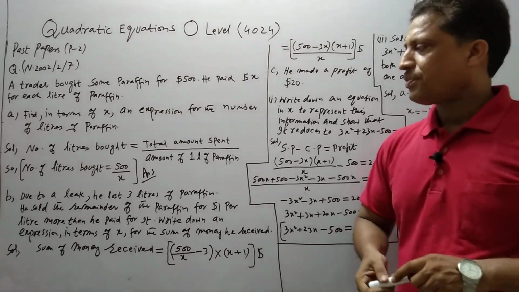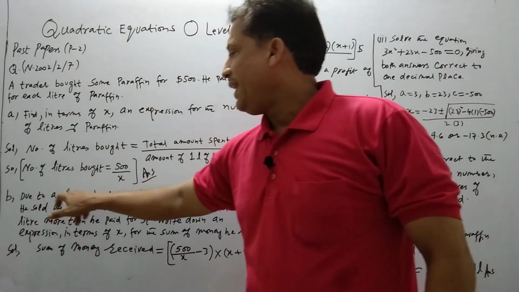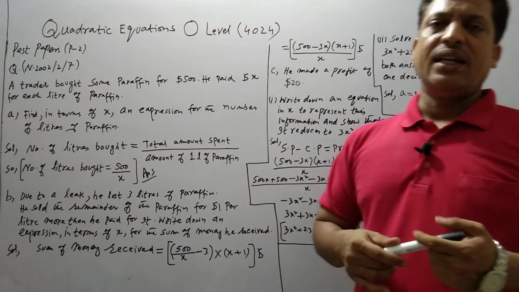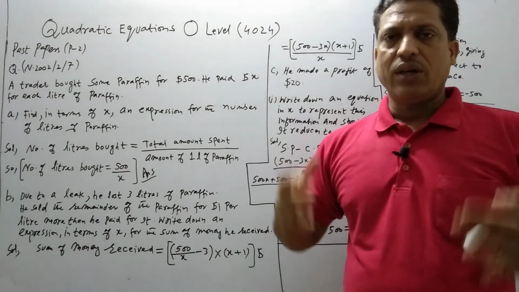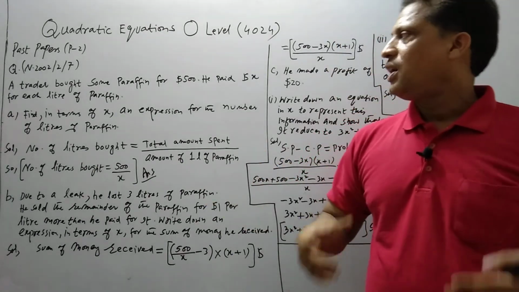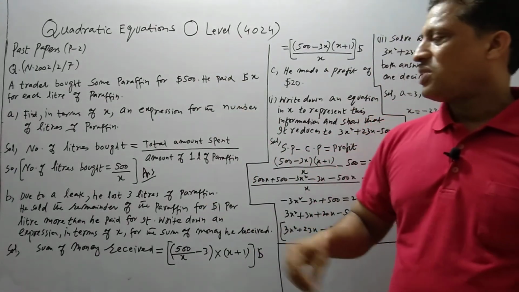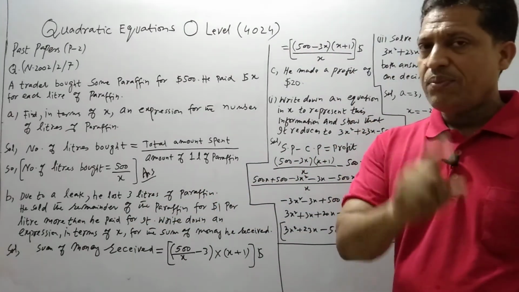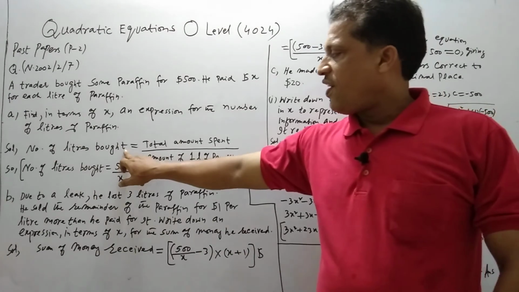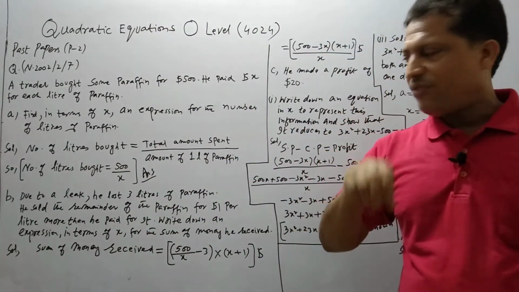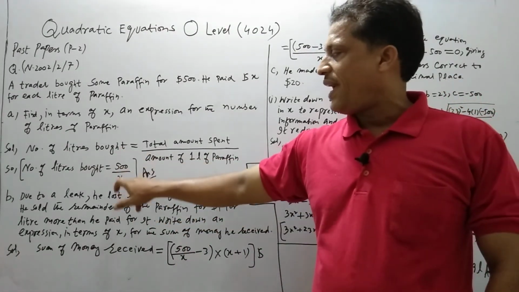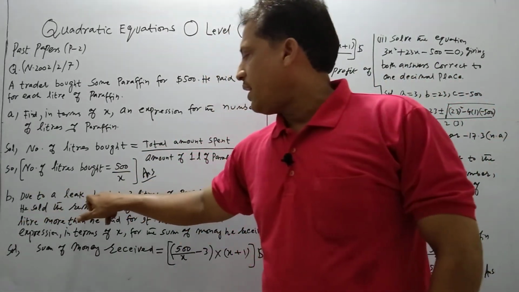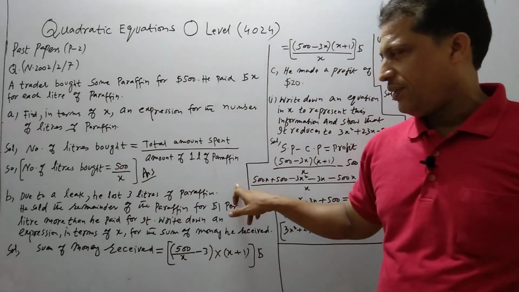Come to part B. Due to a leak, he lost 3 liters of paraffin. The container in which he stored the paraffin was leaking and he lost 3 liters. So total number of liters is 500 upon X. If 3 liters are lost, it means 500 upon X minus 3. I repeat again, due to a leak he lost 3 liters of paraffin.